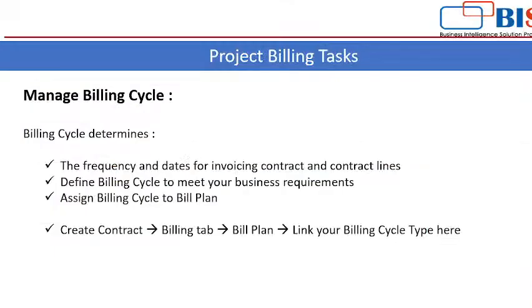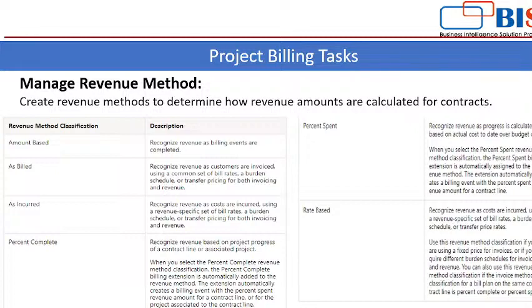Our next task is to create the revenue method. We create the revenue method to determine how revenue amounts are calculated for contracts. So there are 6 types of revenue method, on the basis of which you can recognize the revenue for your contracts. First is amount based. In the amount based revenue method, it recognizes revenue as billing events are completed. By the time your billing events are completed, the system will recognize the revenue.